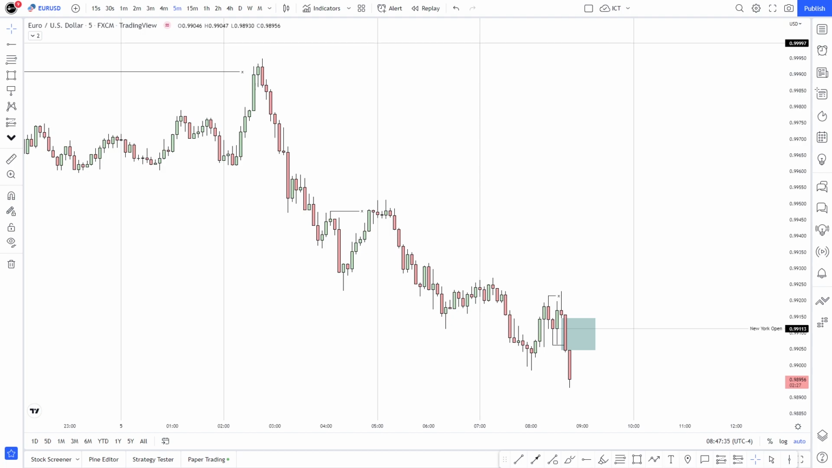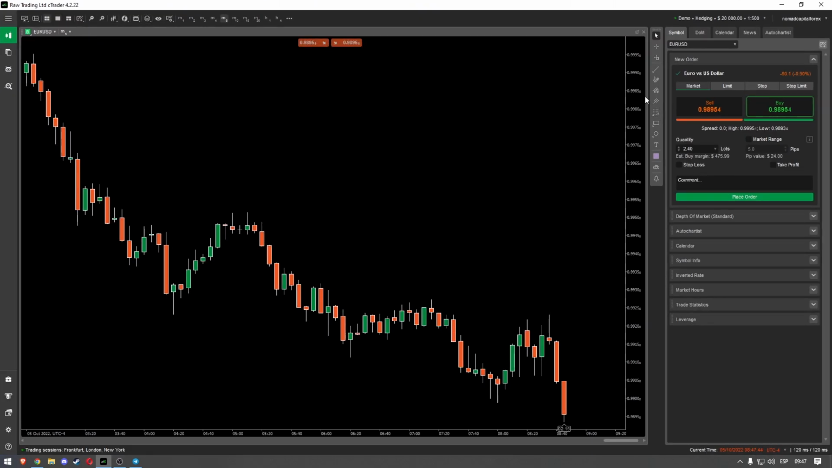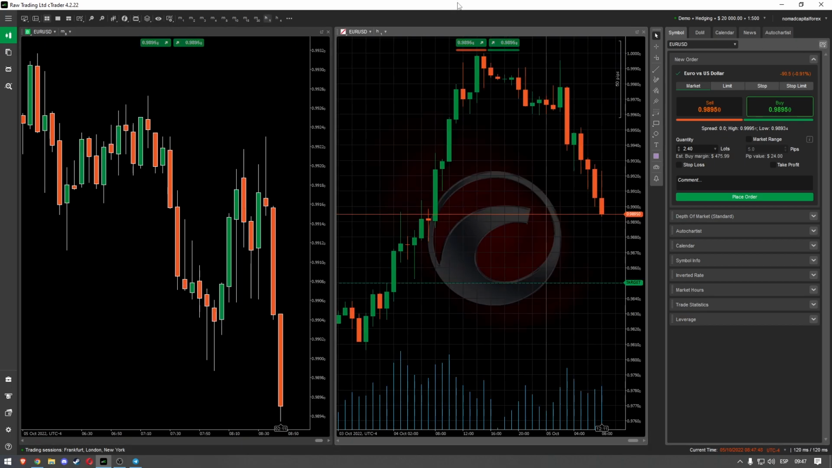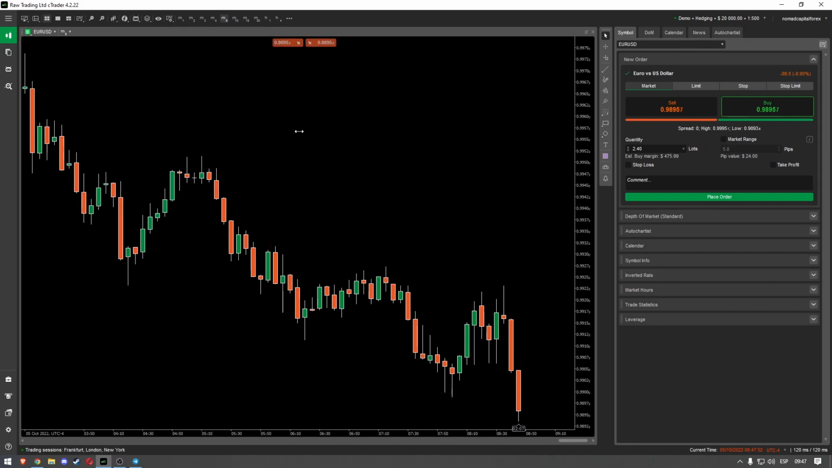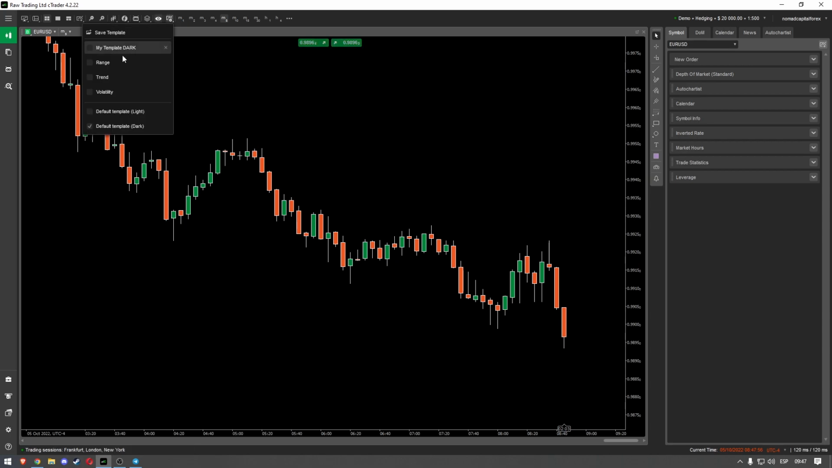How can I maximize this? I'm trying to maximize the chart on the cTrader. I want to hide this. Oh no. The watermark is awful. I guess we'll have to leave it like that.